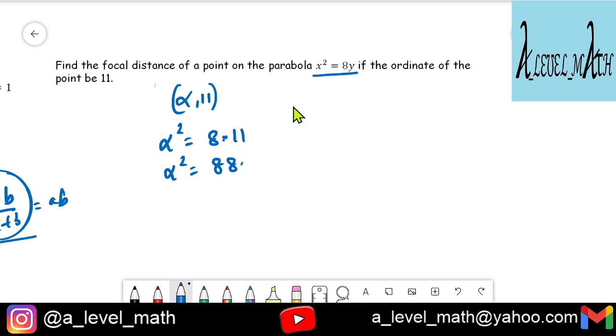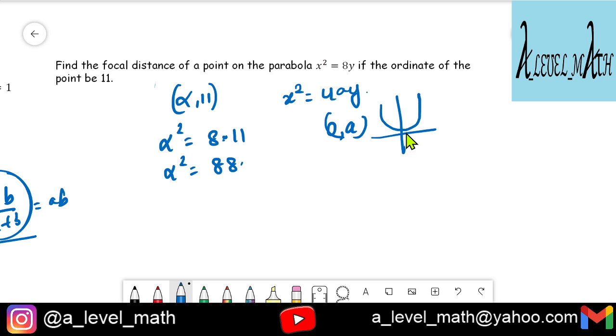Okay, so let's first find out what is the focus of this parabola. We know that x squared is equal to 4ay is the parabola which has its focus at 0 comma a, because remember that this is an upward facing parabola, so it has its origin somewhere over here. This distance is a, so this point is 0 comma a. All right, so now a we have to find out.